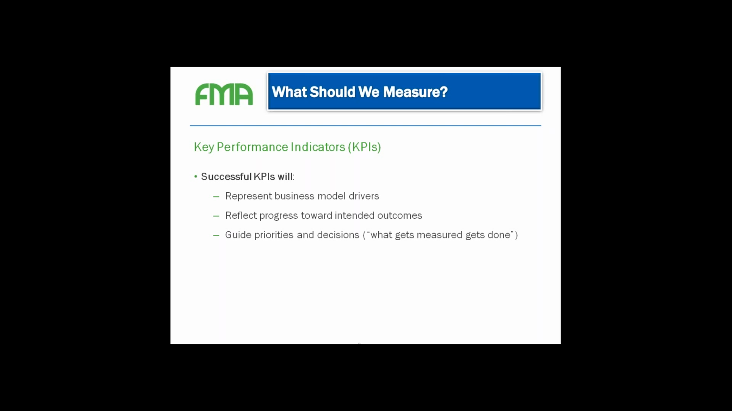So understanding our business model is critical, and therefore developing the KPIs that support that will be critical. KPIs will support our intended outcome, and they will guide priorities. And you've heard the term, what gets measured gets done. If the priorities are around a statistic of a certain type, that's where the focus will be for your leadership team. And so it's almost a self-fulfilling prophecy. If that's what we're measuring, that's what we're focusing on, and that's what will happen.